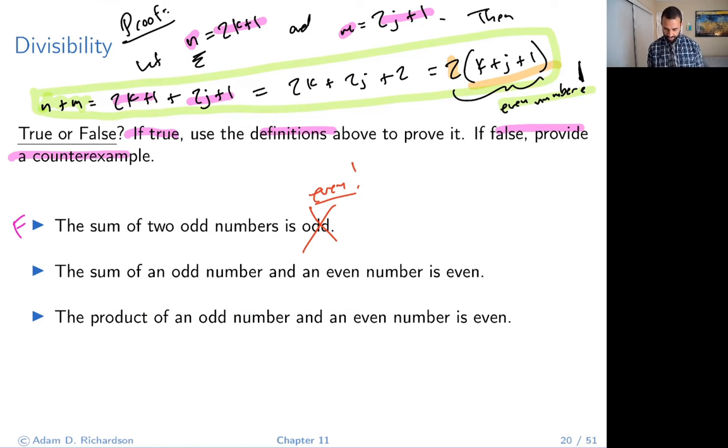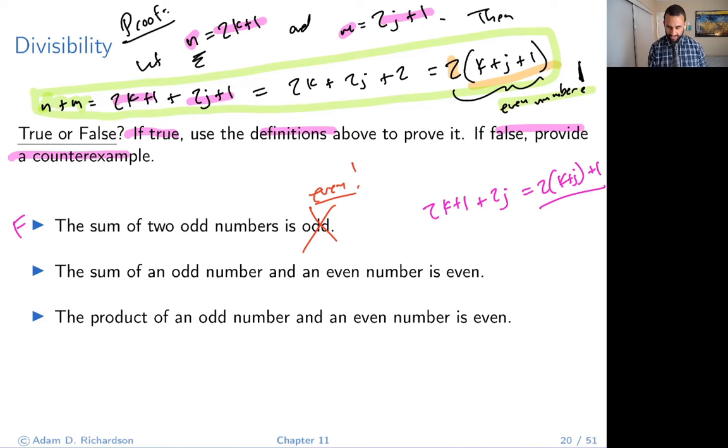Well, if I take an odd number, I'm just going to go straight to the definition. Here's an odd number. And here's an even number. And if I add those together, I can write it as 2 times k plus j plus 1. That's an odd number. So if I take an even and an odd, I'm going to end up with an odd.